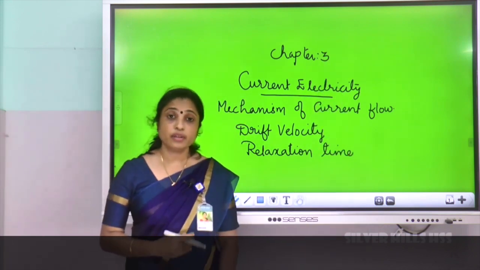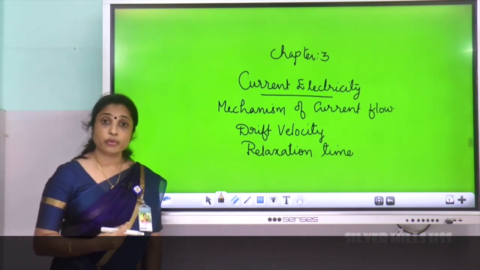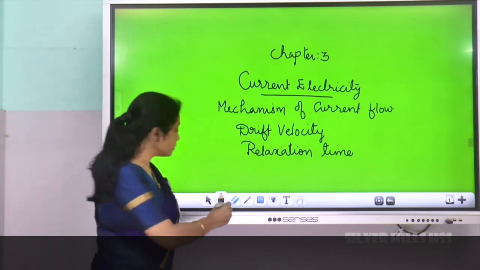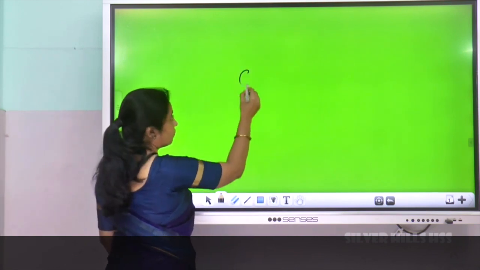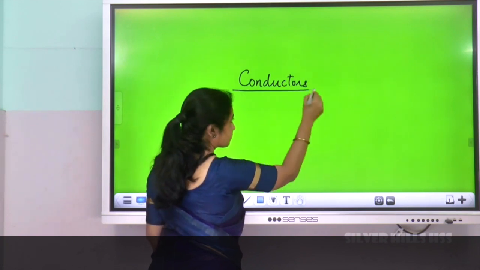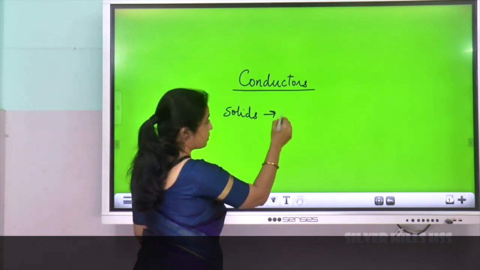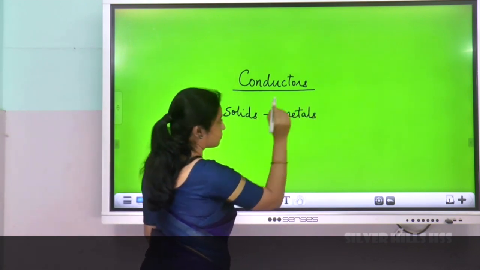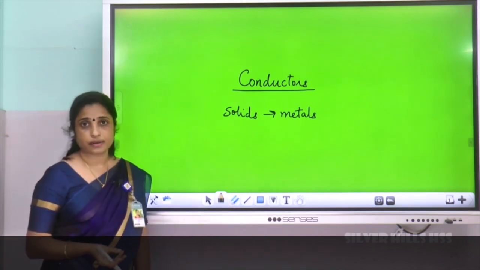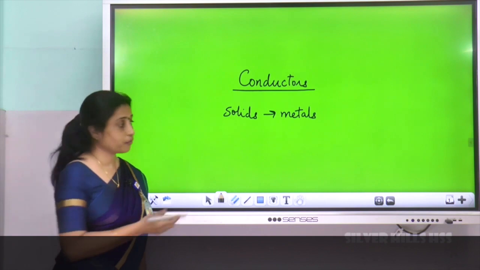Now, in your smaller classes, you might have learned about substances which allow the flow of current through them. What are they called? Yes, the substances which allow the flow of current through them are called conductors. In solids, conductors are mainly metals. Metals like aluminum, silver, copper, etc. In these metals, there are a large number of free electrons.